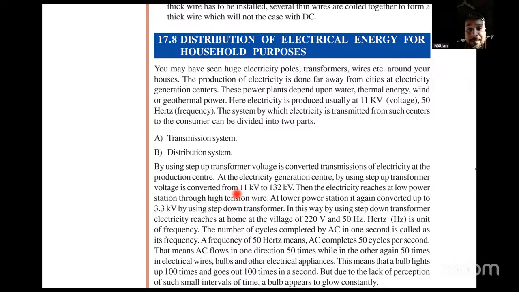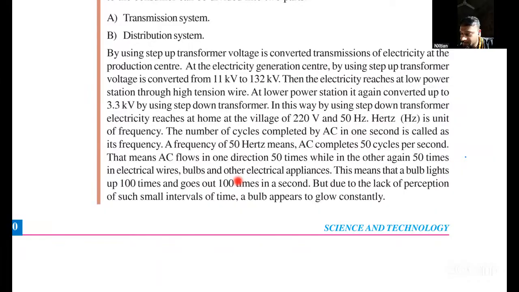What I'm trying to say is that first the transmission is done. From the generation, where the electricity is generated, they transmit it to another city by increasing the voltage with the step up transformer. The step up transformer increases the voltage so that it can travel a longer distance. Then the step down transformer decreases it so that the electricity can go to the home. This is the way of the step down transformer. Okay, next part.